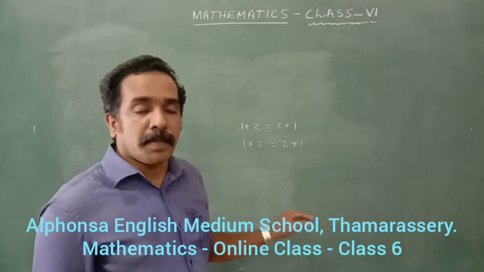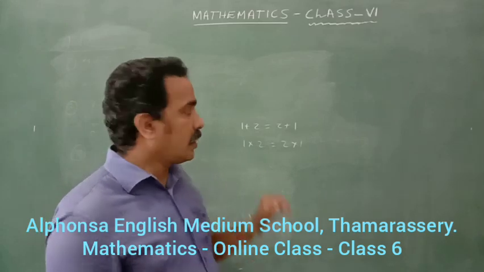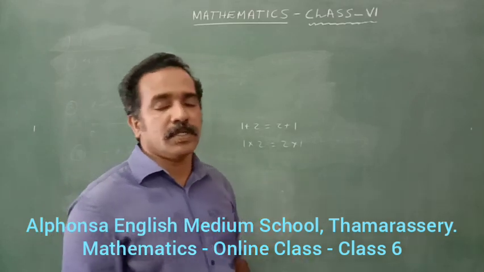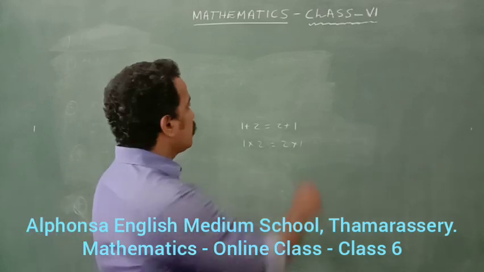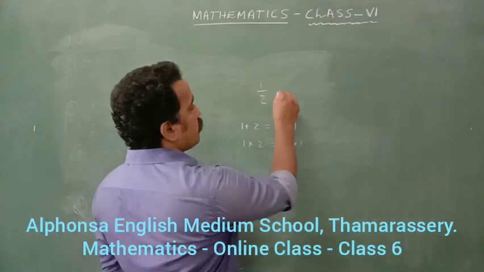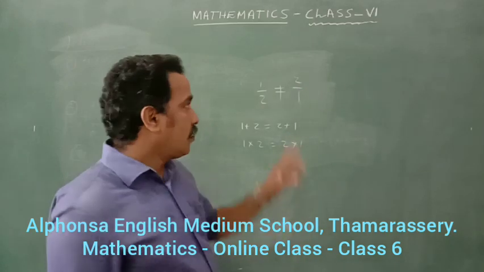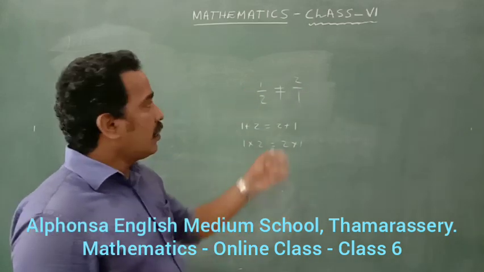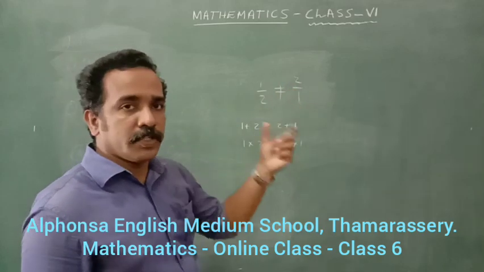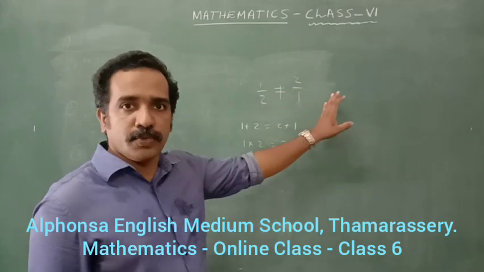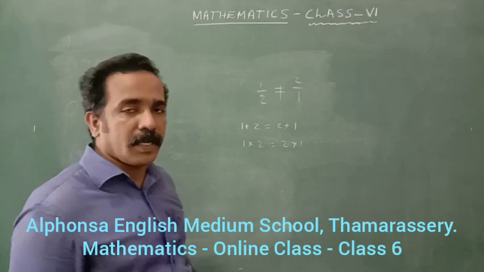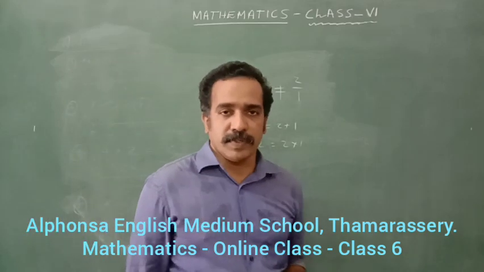So addition and multiplication, commutative property is satisfied. But subtraction, it is not satisfied. And for division, it is not satisfied. Because 1 divided by 2 is not equal to 2 divided by 1. 1 divided by 2 means it is half. 2 divided by 1 means it is 2 only. Half is not equal to 2. So division and subtraction not commutative, that also we studied.